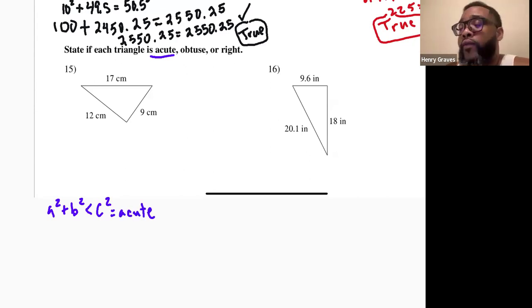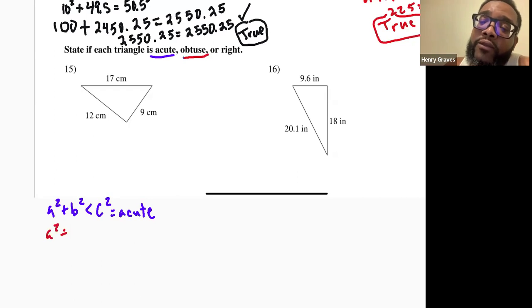Obtuse, well, let me just change colors. Do red. Let's do red. So for obtuse, if a squared plus b squared is actually greater than c squared, it is going to be obtuse.